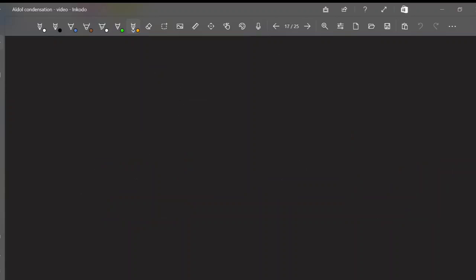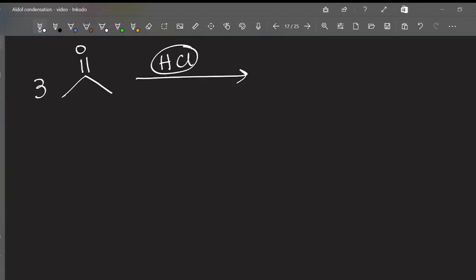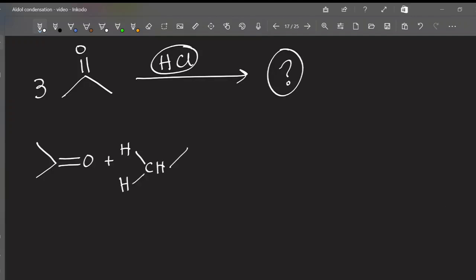Sometimes they even give 3 moles of acetone undergoing this aldol reaction, but here we have to take some vigorous conditions, that is HCl. The reaction will go in the same way. What we are supposed to do is point out the acidic hydrogens like this. Again, we have another side also, 2 more acidic hydrogens are available.